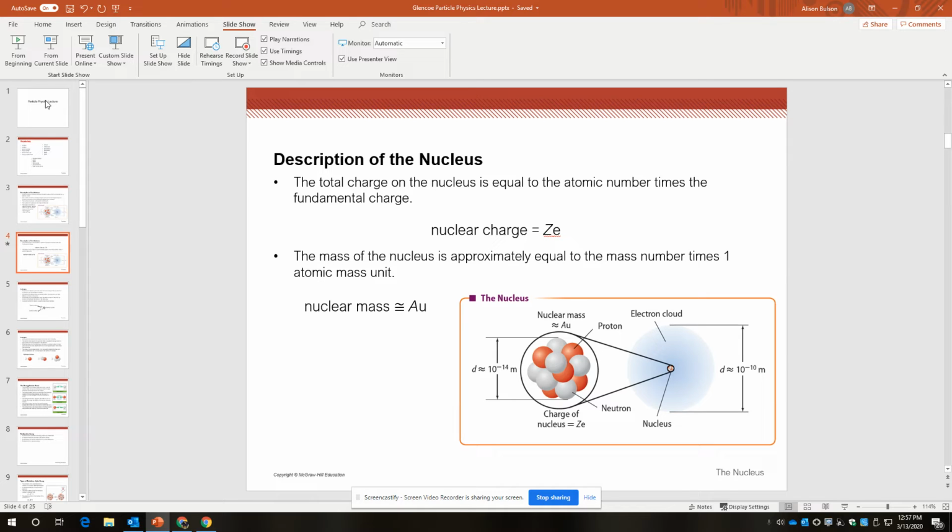The mass of the nucleus is approximately equal to the mass number times 1 atomic mass unit. As I said, it's hard to keep track of such very small amounts of kilograms, so we tend instead to worry about numbers of nucleons.